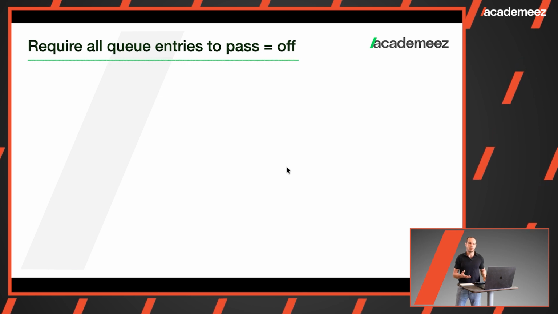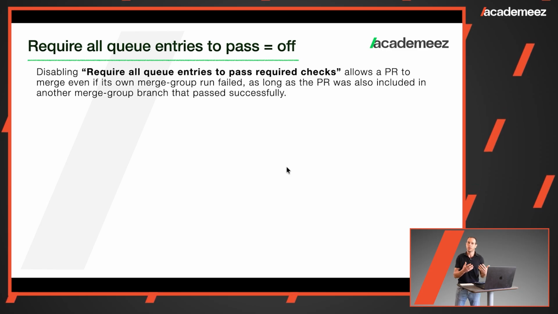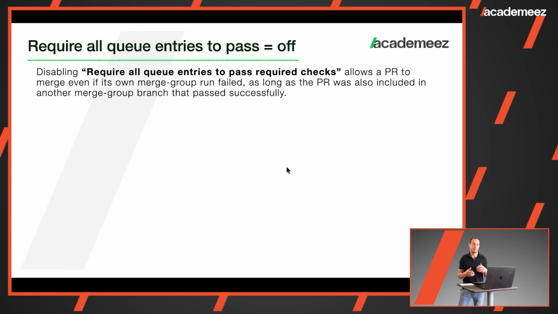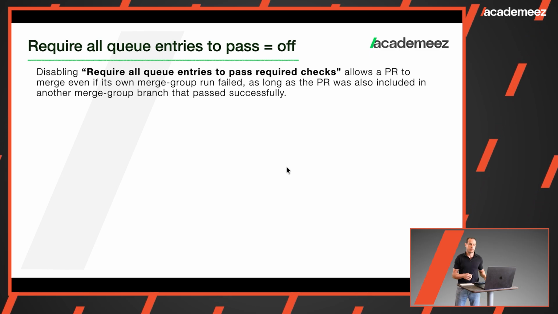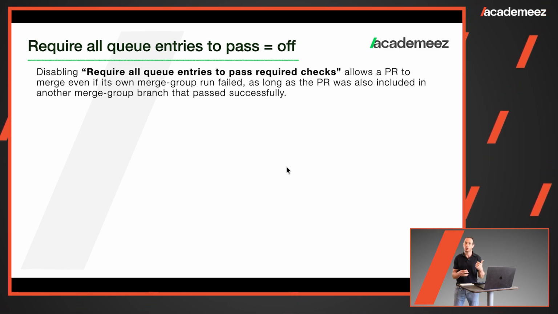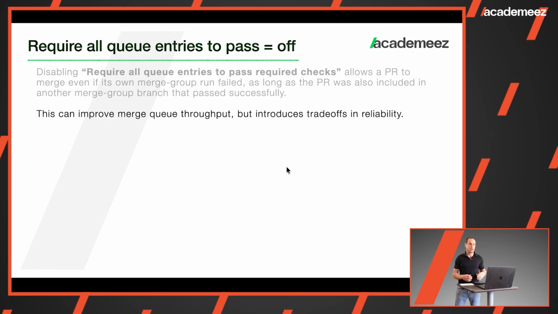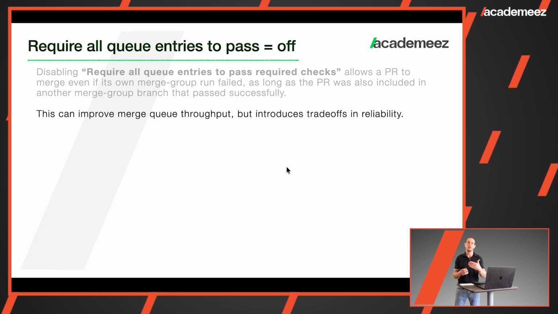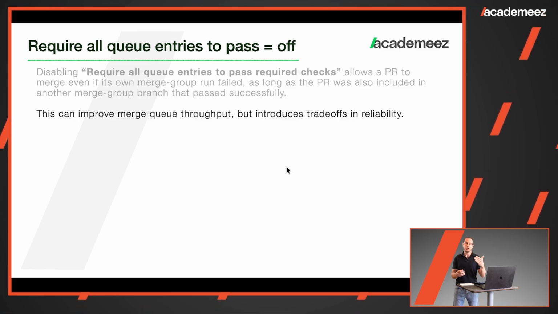So this is exactly a demonstration of this setting. Require all queue entries to pass: you disable this option and you create a trade-off where you hurt the reliability in favor of velocity. Disabling require all queue entries to pass allows a PR to merge even if its own merge group run failed, as we showed in the demonstration, as long as the PR was also included in another merge group branch that passed successfully. So it failed in its own merge group branch, but passed in another PR's merge group branch, which included this PR. This can improve merge queue throughput, meaning improve velocity, improve the amount of pull requests that have a green light to be merged to main.